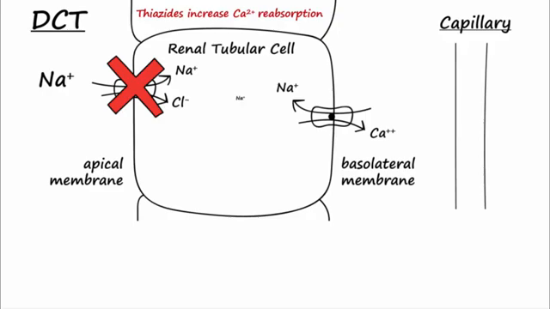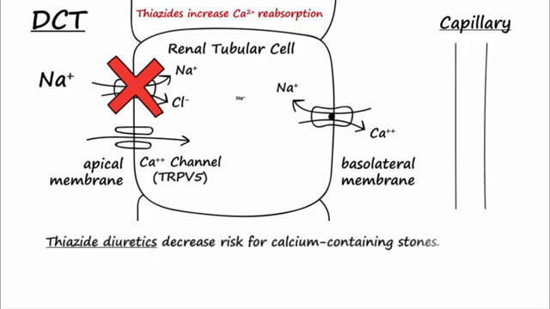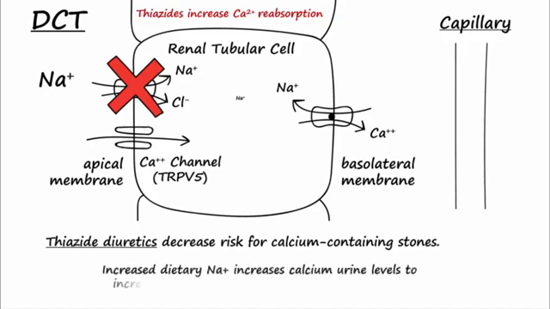This increased antiporter activity moves more calcium that enters the cell via apical TRPV5 channels out of the cell, where it is then reabsorbed into the blood. Therefore, treatment with thiazide diuretics increases bone mineral density by increasing calcium reabsorption and decreasing calcium in the urine, lessening the risk for calcium stone reoccurrence. The image shown here also helps one understand how increased dietary sodium increases the risk for calcium stones.